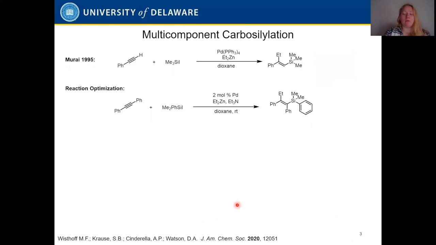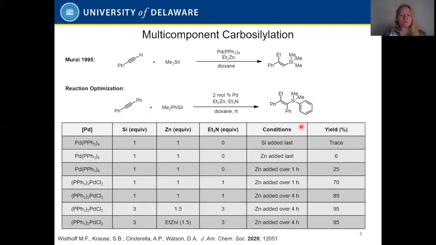Switching gears, I want to tell you about our most recent work, which we published in JACS this year, which used a Silyl-Heck strategy to synthesize tetrasubstituted vinylsilanes. Inspired by Murray's conditions in 1995, in which he used a silyl electrophile and a zinc nucleophile to functionalize terminal alkynes to generate trisubstituted vinylsilanes, my colleagues pursued similar conditions to get tetrasubstituted vinylsilanes. Starting with Murray's, briefly I'm going to tell you about the reaction optimization.